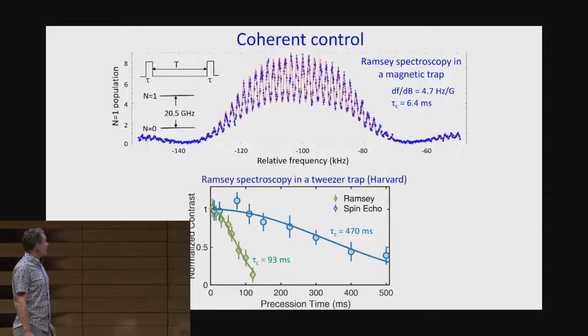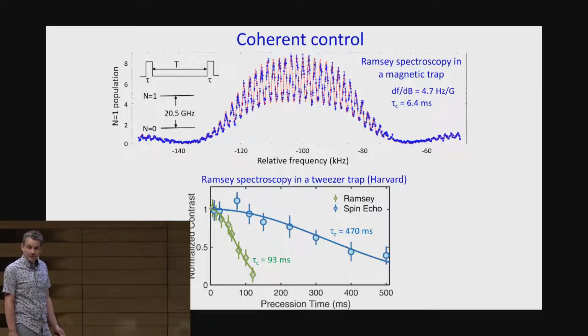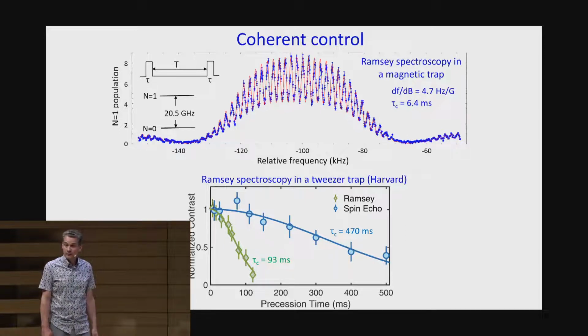Things are even better in the optical traps. Here's data from Harvard showing Ramsey spectroscopy in a tweezer trap, where they measure a rotational coherence time of about 100 milliseconds, or even extending to 500 milliseconds with the help of a spin echo.